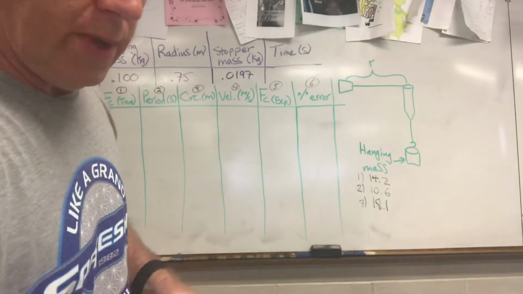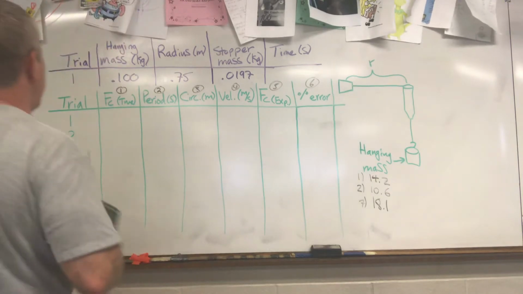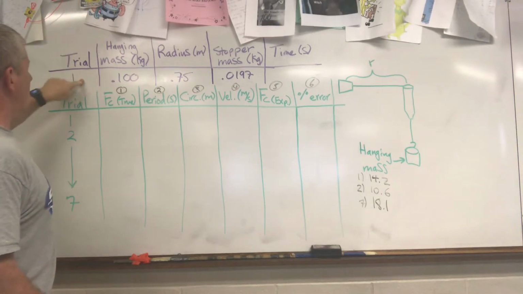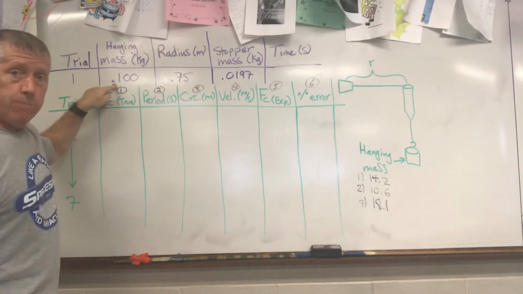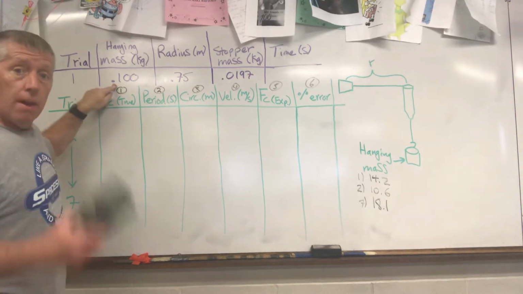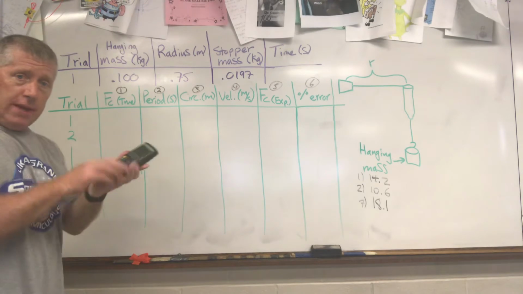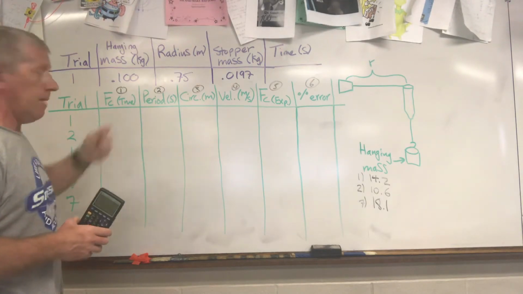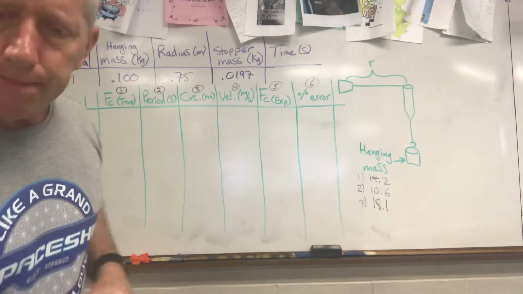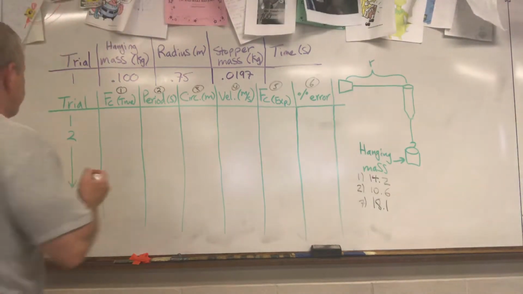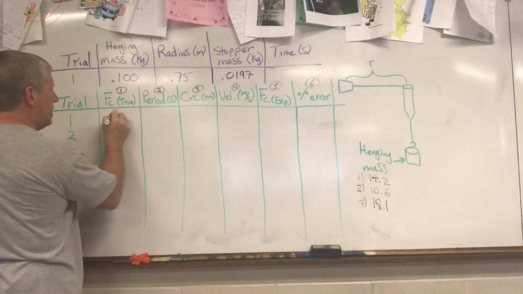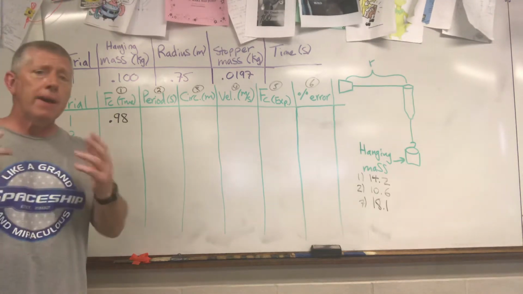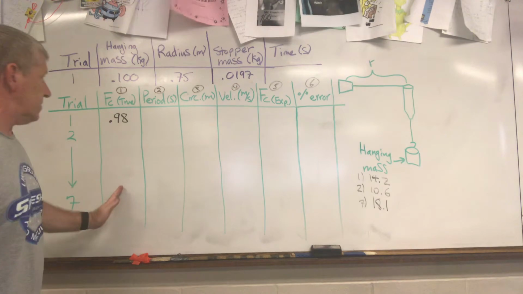So what we do is we take the weight of the hanging mass. From our data table, for trial 1, the hanging mass was 0.1 kilograms. Multiply that by 9.8. So 0.1 times 9.8. You can get an answer and put it right there. Should be 0.98. Okay. All right. And everybody will get these to be the same.